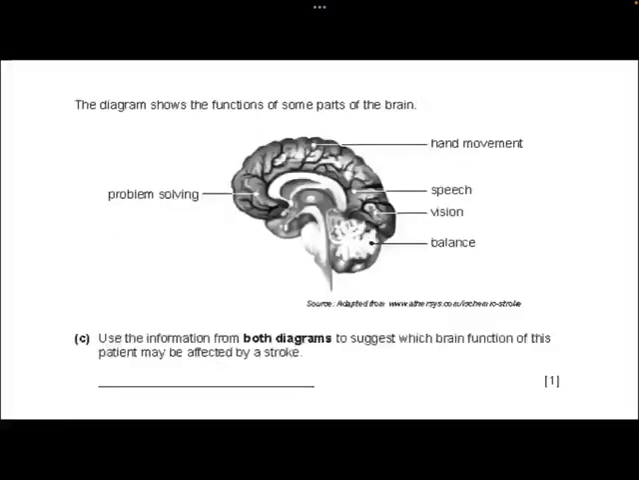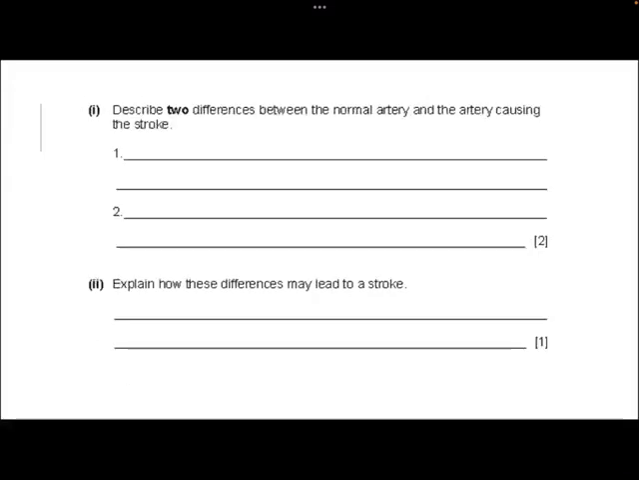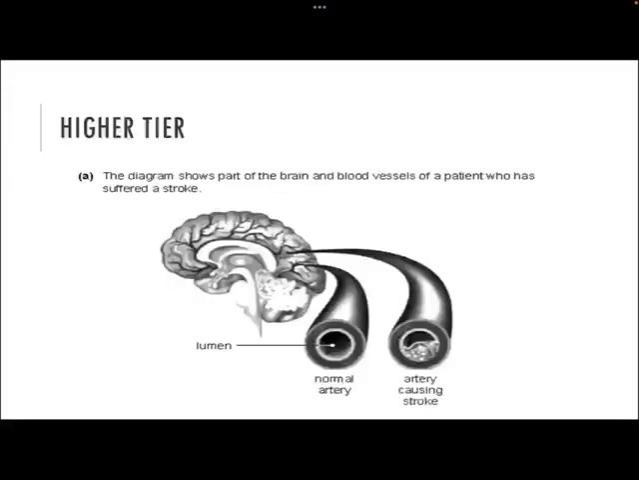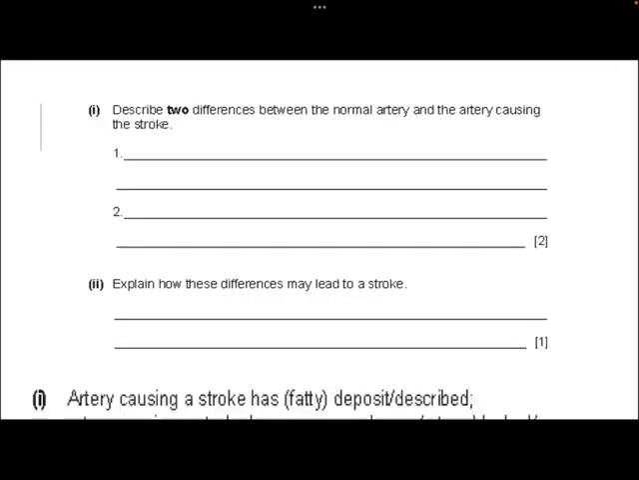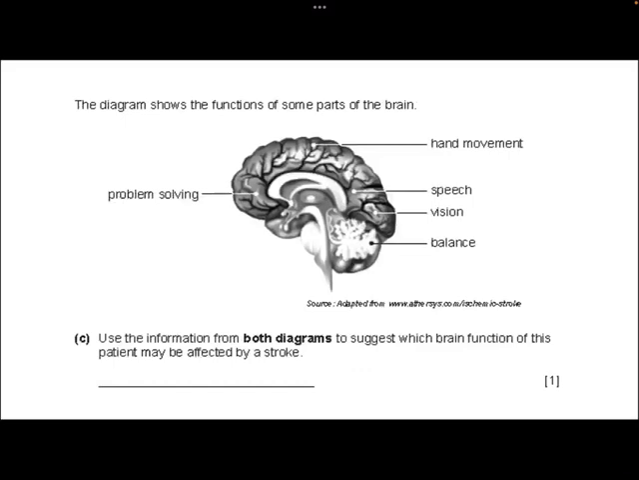The diagram shows the functions of some parts of the brain. Use the information from both diagrams to suggest which part function of this patient may be affected by a stroke. So we need to go back to this earlier part of the question. So we can see here on the diagram where the normal artery is and where the artery causing the stroke is. So we keep that in mind. We move forward then to the question. So the part that we can see in the diagram which was narrow was the part that was pointing to the speech part.